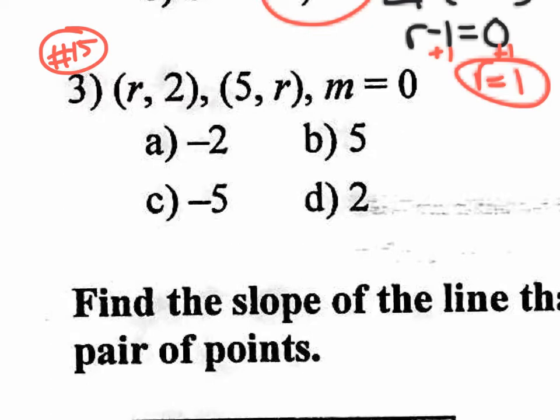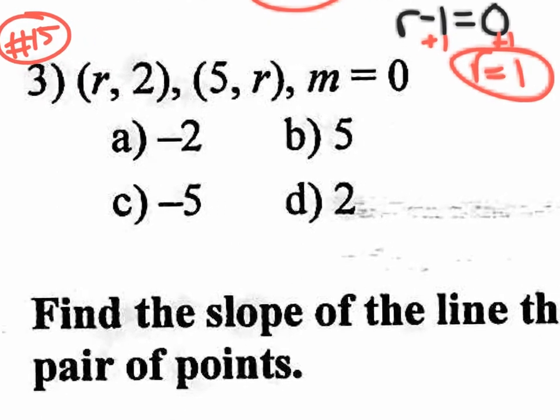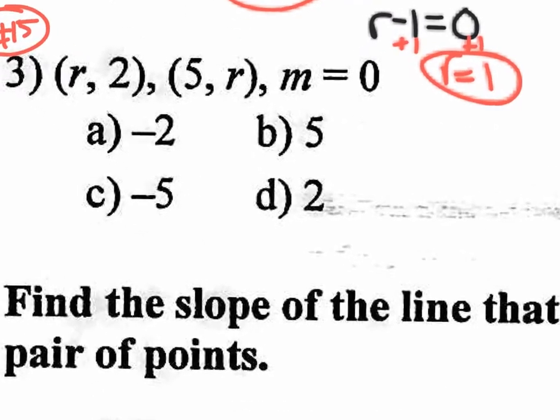So number 3 is actually number 15 on version B. And we're going to go through the same process. We're going to set up our slope formula.